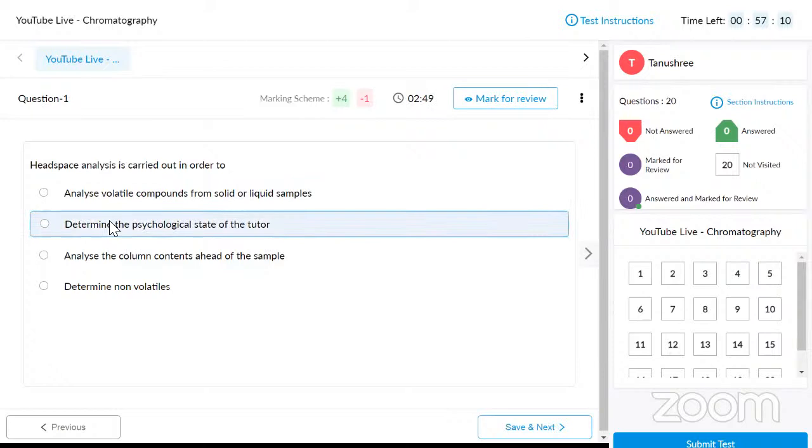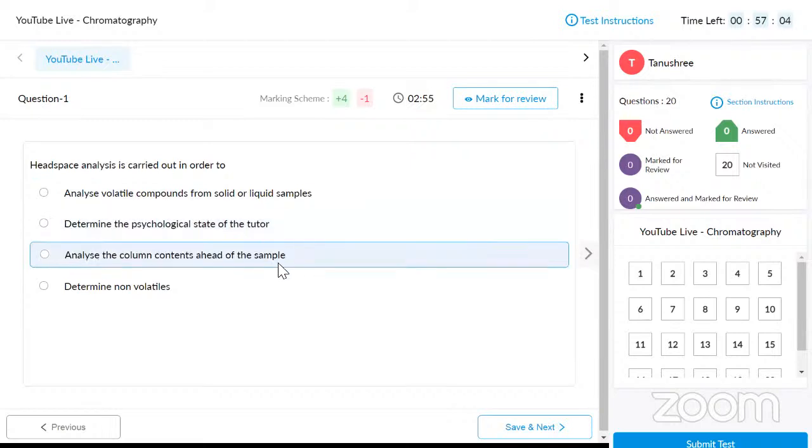Option B cannot be your answer because it is not related to psychology, so it cannot determine the psychological state of the tutor. Also, option C cannot be the answer because it is not used to analyze the column contents ahead of the sample. You will analyze the column contents ahead of the sample when you have to employ a guard column. So when will we analyze column contents ahead of the sample? When we have to protect our sample or get uninterrupted results.